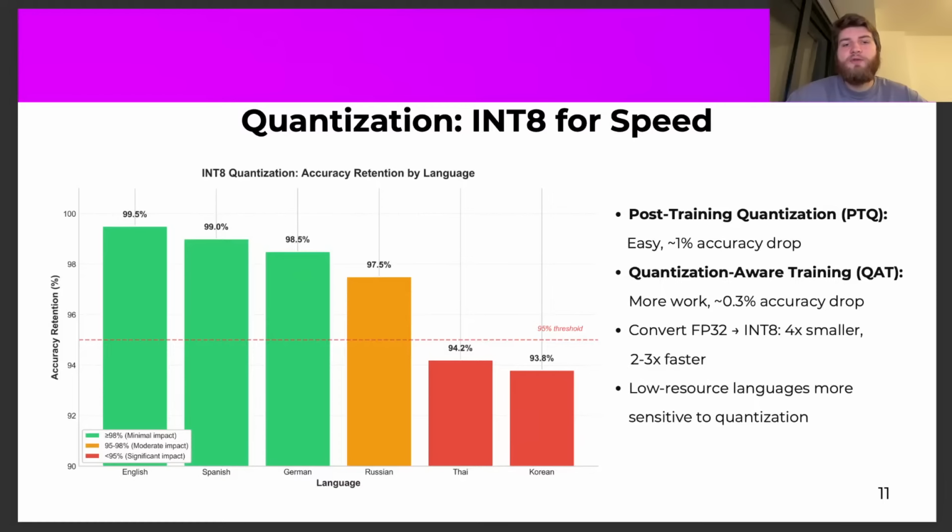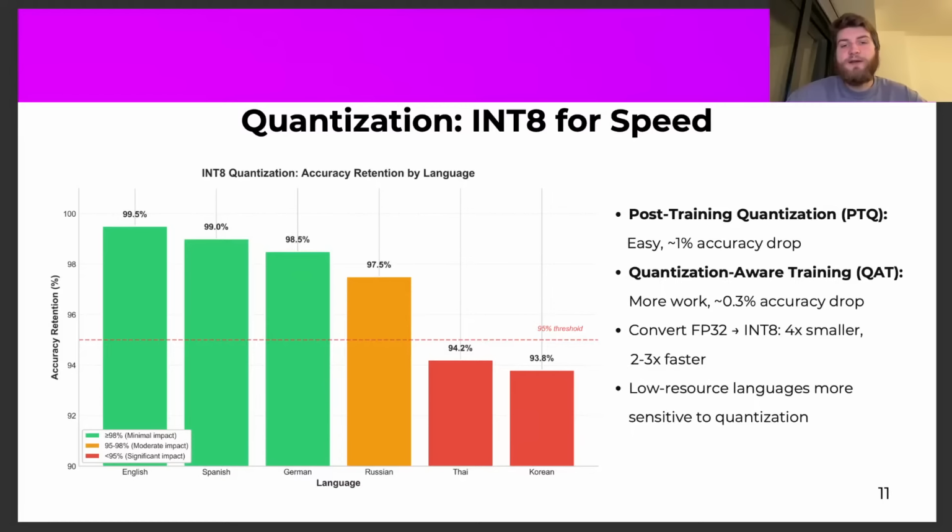Then you have quantization aware training, or QAT, and it is more involved. You simulate quantization during training, so the model learns to be robust to low precision weights. This requires retraining but gives better accuracy. For results, it is typical to have 0.2 to 0.5% accuracy drop, with the same speed up and size benefits as PTQ. Now here is the multilingual caveat.